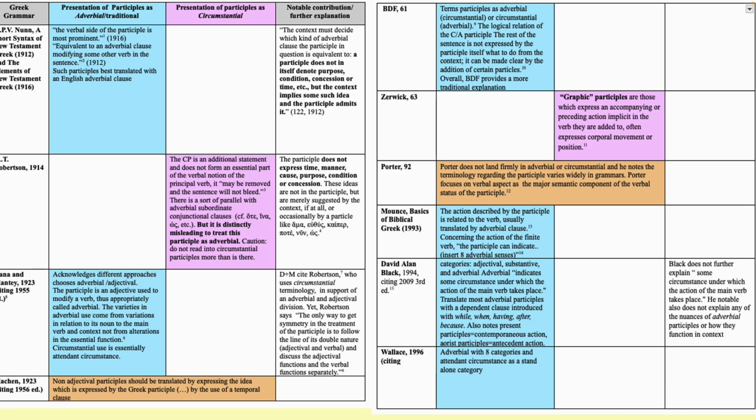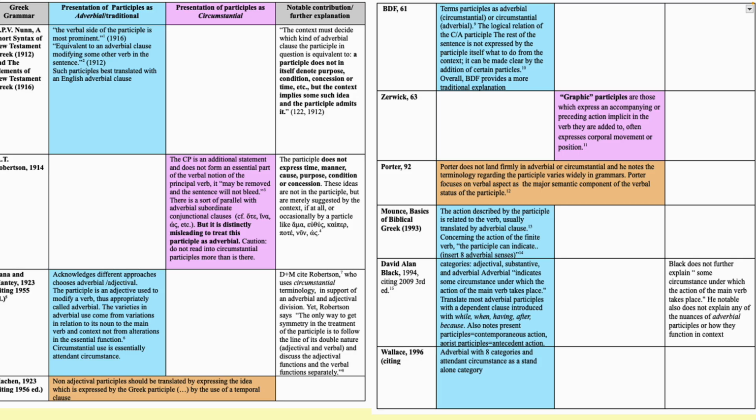Our study led us to a review of how grammars present Greek participles, specifically anarthrous Greek circumstantial participles. You can see a snippet of our work here. Greek grammars present circumstantial participles in varying manners and often as adverbial, requiring an assignment of one of the eight adverbial senses for the purpose of translation. Temporal, you know these.